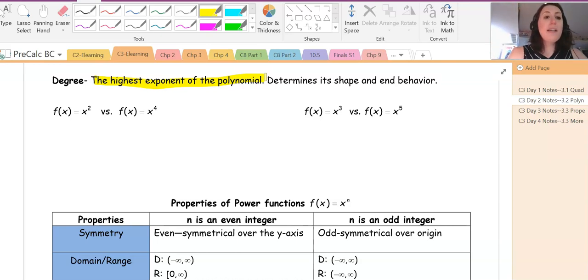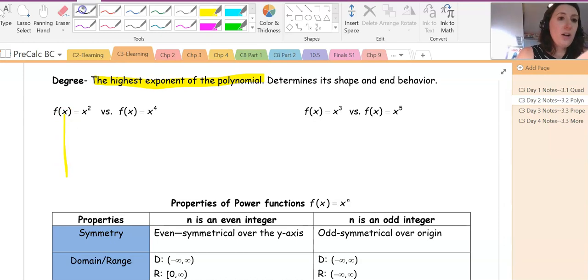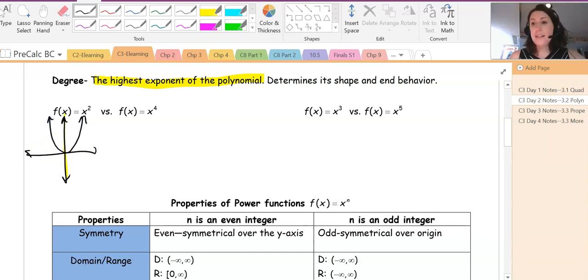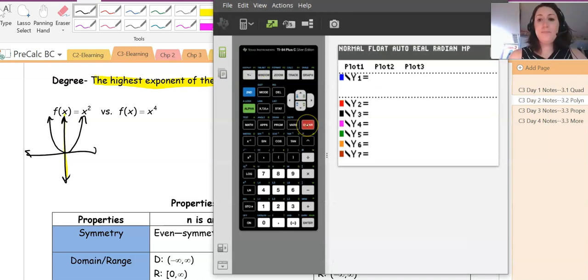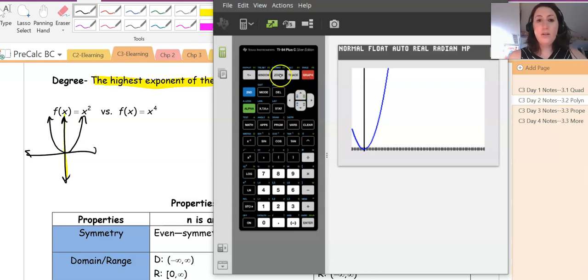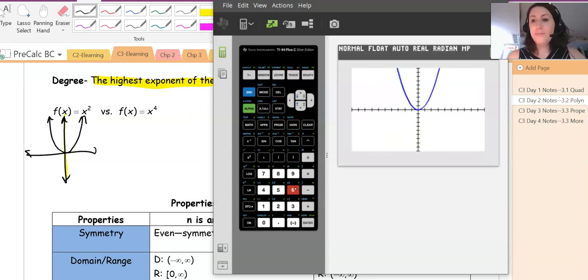So if we look at x squared, which is a graph that you should be pretty familiar with, we're just going to draw a sketch of it. We want to look at that compared to x to the fourth. Okay, so here's my x squared. Oops, let's do a zoom 6.